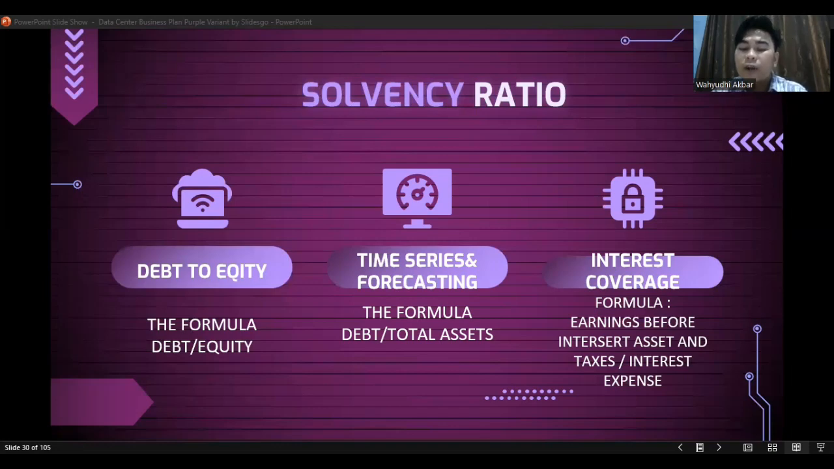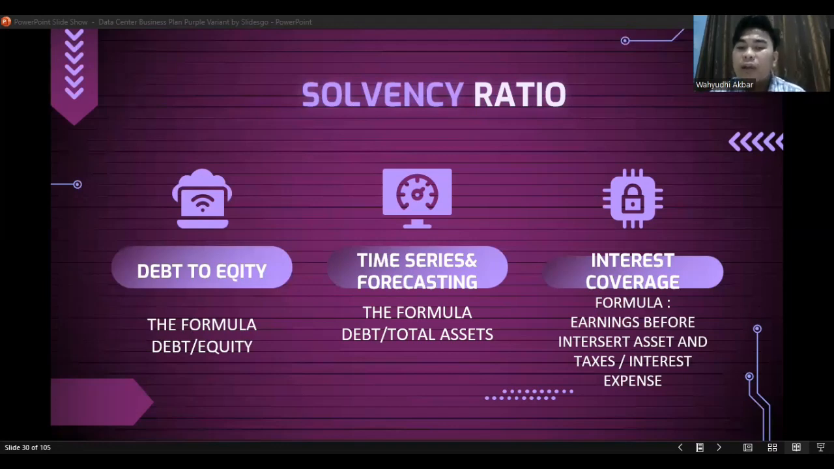And the last one, we have earnings before interest and tax, the interest coverage ratio. The formula is earnings before interest and taxes divided by interest expenses. This ratio measures the company's ability to pay interest on its debt. The higher this ratio, the better the company's ability to cope with interest expenses.